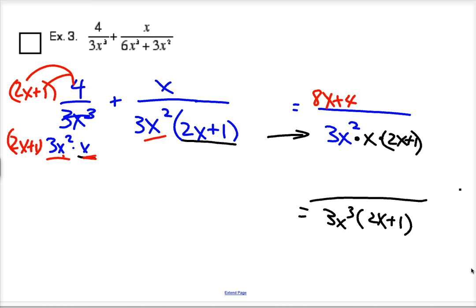On the right-hand side, I've got a 3x squared, I've got a 2x plus 1, but I don't have an x. And we go x times x is x squared. X squared plus 8x, just going to put it in order.